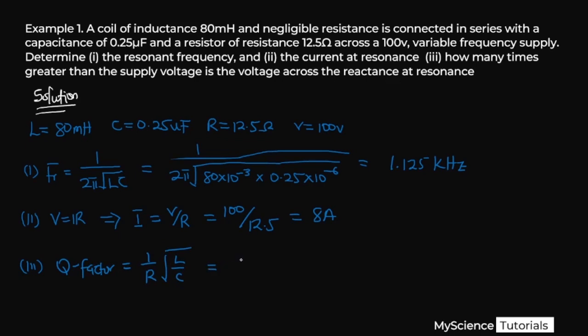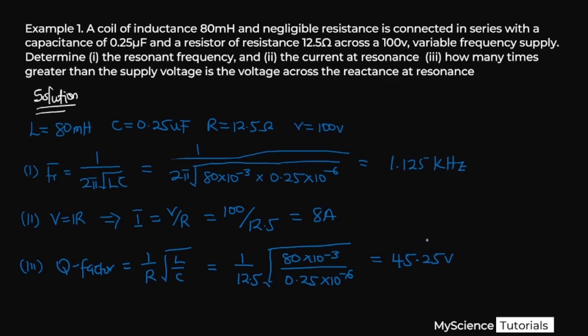So this is equal to 1 over the resistance, 12.5, multiplied by the root of L, which is 80 times 10 raised to the power minus 3, over C, which is 0.25 times 10 raised to the power minus 6. If we multiply everything we have over here, we are going to get 45.25 volts as our Q factor.